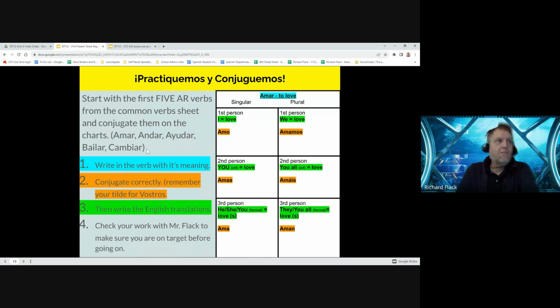And one at a time, you're going to first write the verb up at the top in the blank space. So I have put amar, and I put the English meaning, to love, so I can start memorizing. My second step, I'm going to conjugate correctly. Remember that for vosotros, there's a tilde, there's an accent mark.